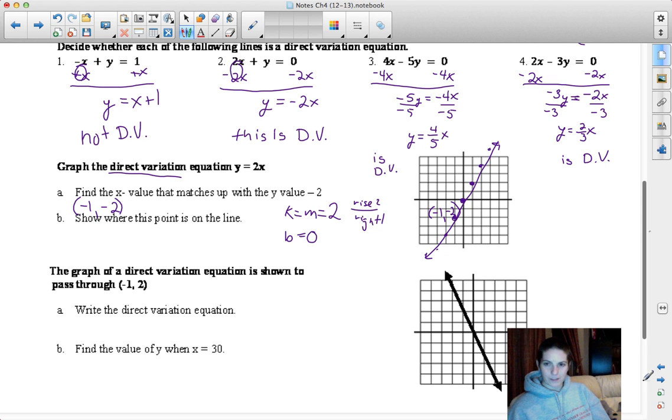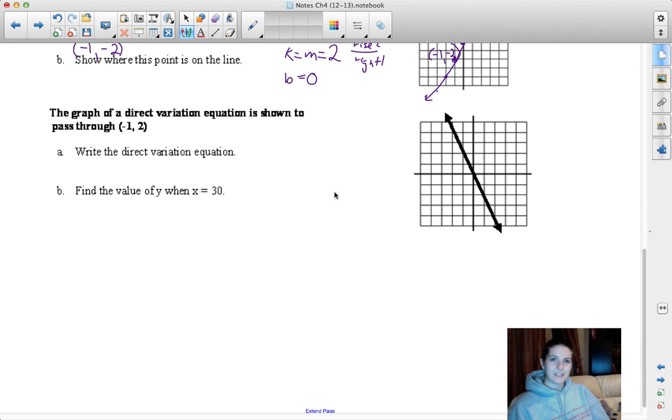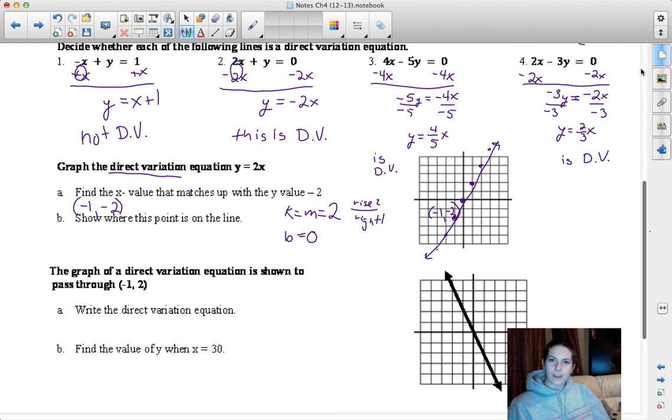Now here's the next type of question that is definitely a likely question. Graph the, oops, let me put this back on the screen. The graph of a direct variation equation is shown to pass through the point negative 1, positive 2. So now we officially know 2 points on this graph. Because they said direct variation, we know that the second point, unspoken, is that y-intercept of 0, 0. Write the direct variation equation.